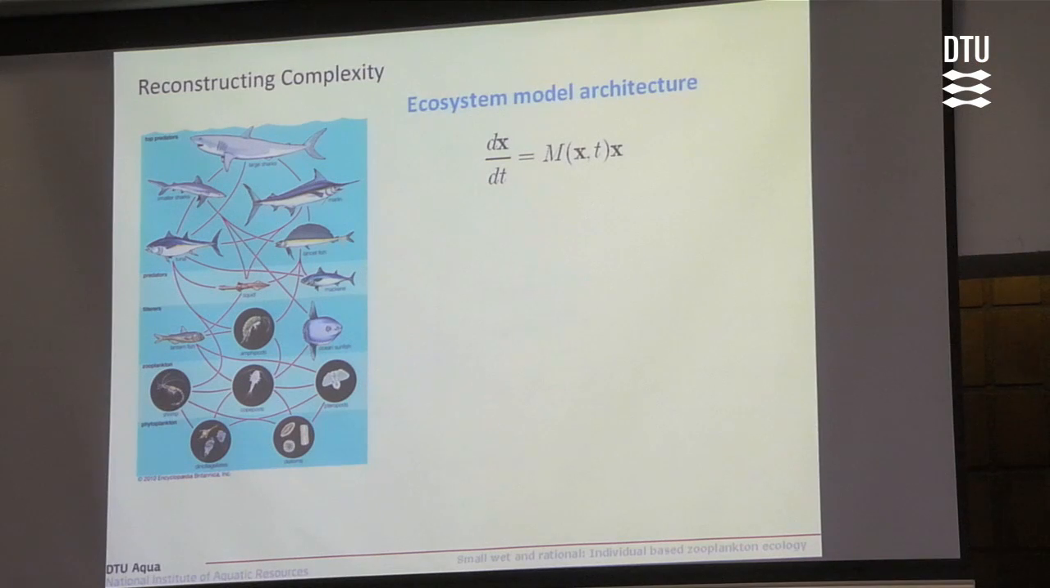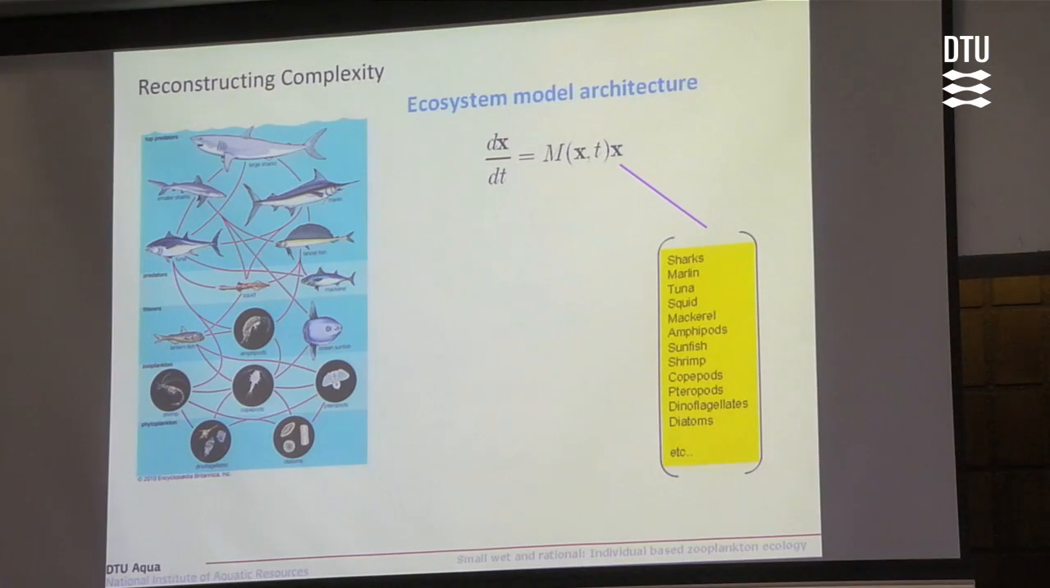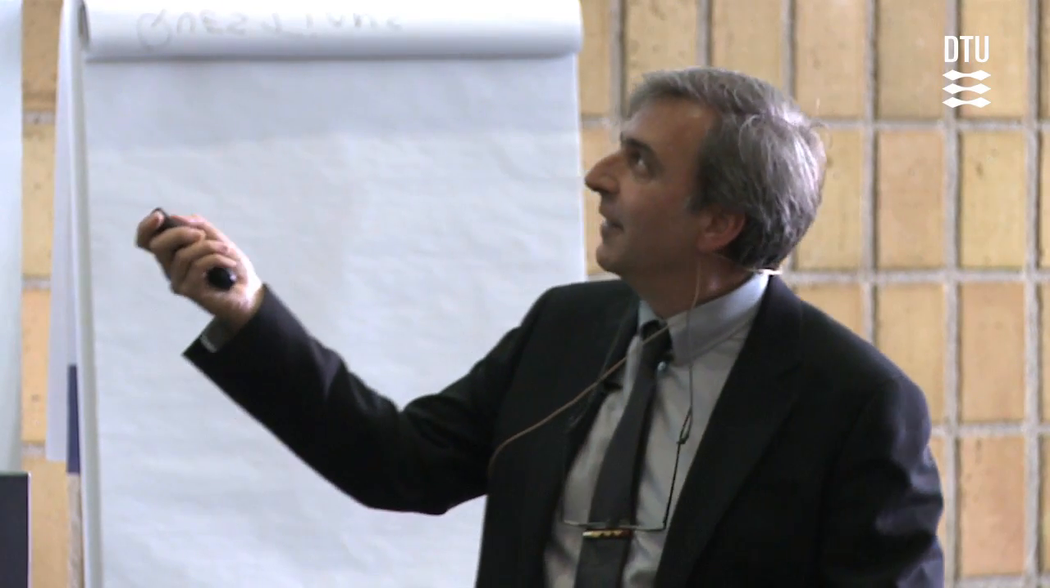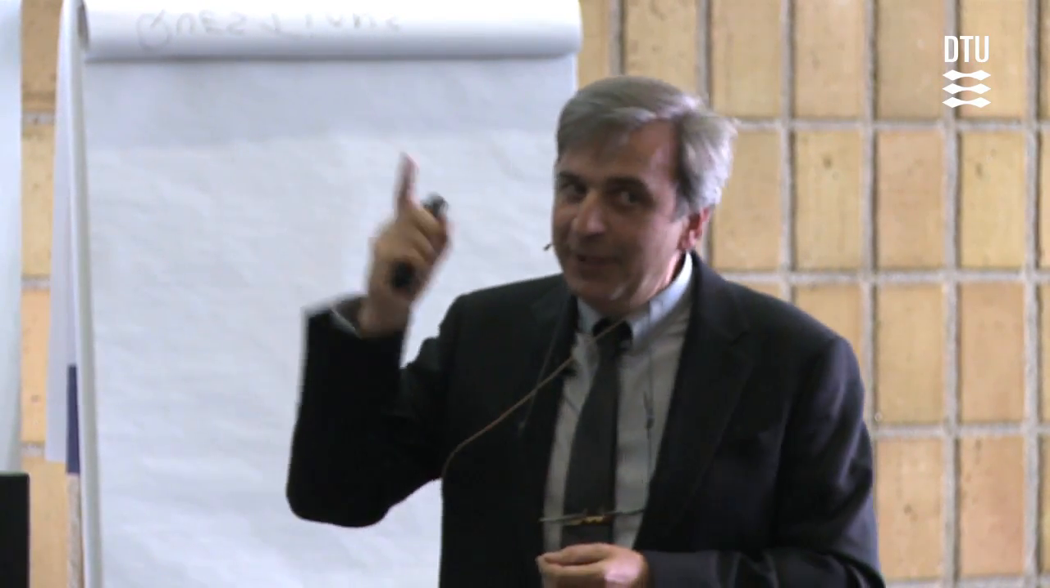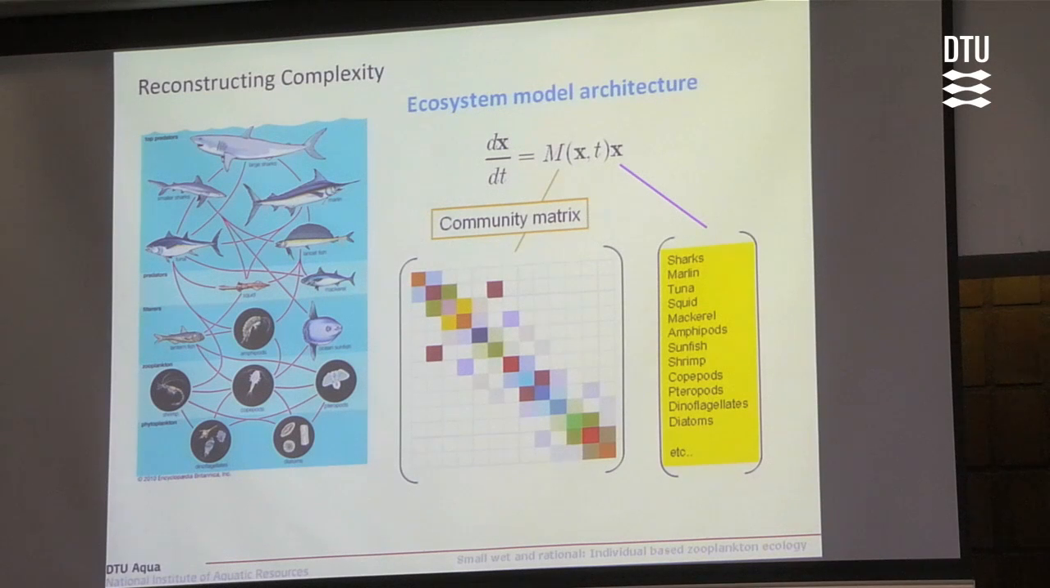Reconstructing complexity. So we've gone down, we deconstructed it, now we're going to reconstruct it. Ecosystem model, there it is. There's not much to it, but that belies an awful lot of complexity. This is an equation that describes something very complex like that. The x's are basically a vector which says something about the abundance of all those species in there, so sharks, marlins, tuna, squid, etc., all the way down, all right? And that M is a really important thing. That's called the community matrix, and it says something about the interaction strengths between them all.